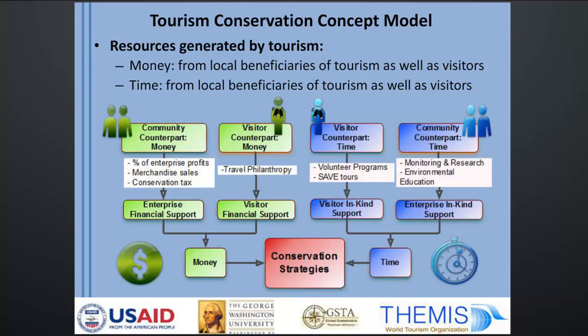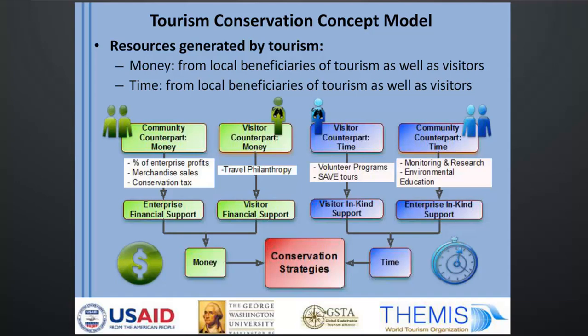The next column over with visitors, again, looking at money specifically, these models and strategies talk about how to harness the interest of visitors that are characteristic of the sustainable tourism market segments to support the places that they're visiting, primarily through the development of travel philanthropy programs. So within these models and strategies, we talk a little bit about success stories and challenges and lessons learned from developing travel philanthropy programs. On the right side in blue, on the very far right, we see time.